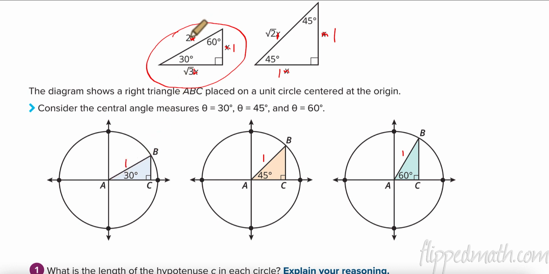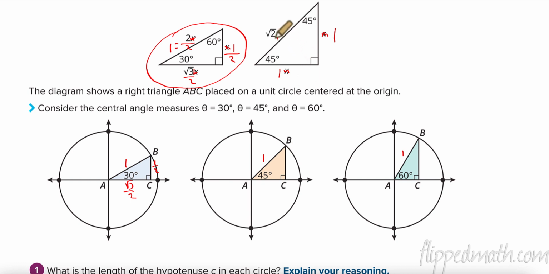Well, how do I get this 2 to equal 1? I have to divide it by 2. So I have to divide all these sides by 2. So 2 divided by 2 is 1. Now this side length here is going to be 1/2. Now this side length here is going to be radical 3 over 2, right?